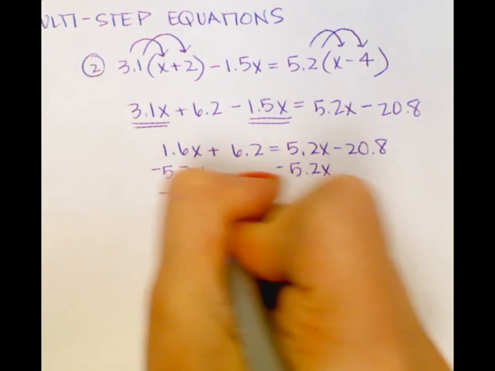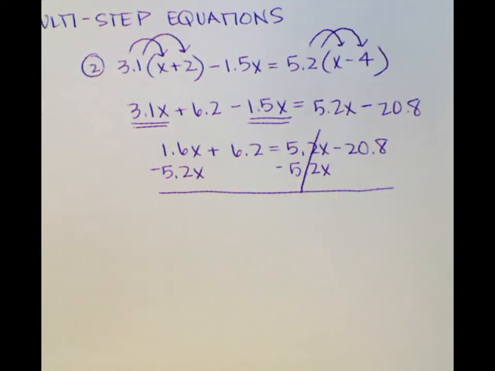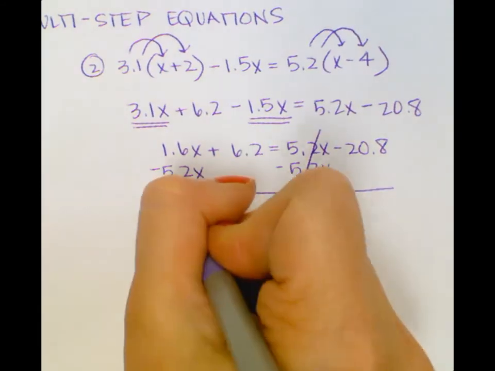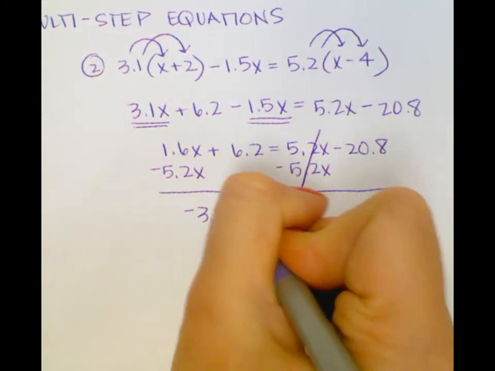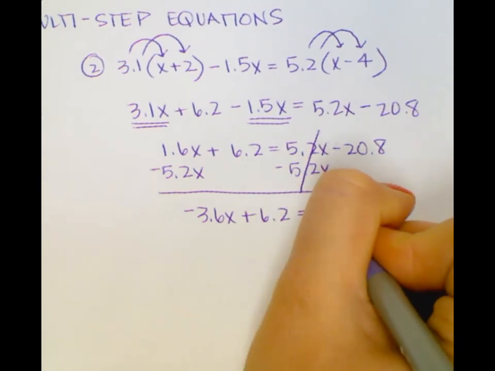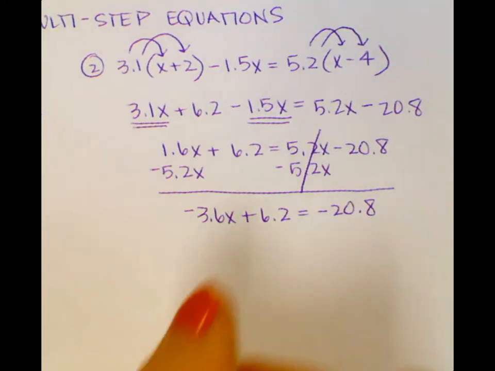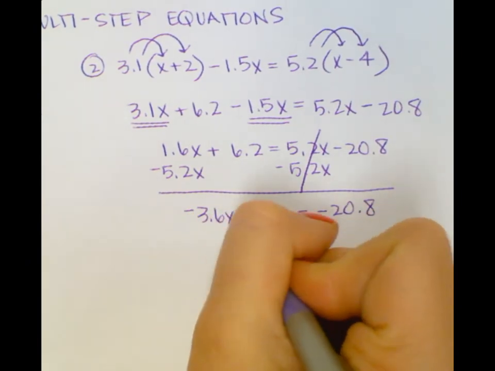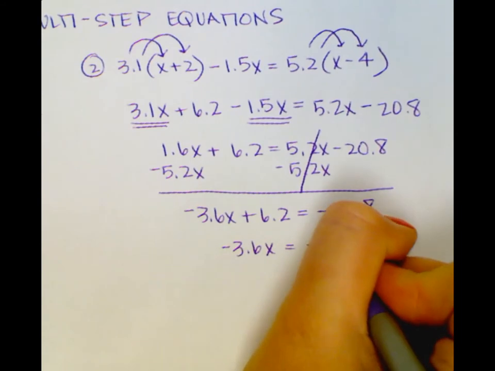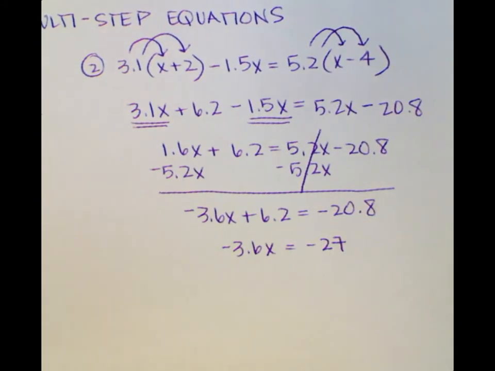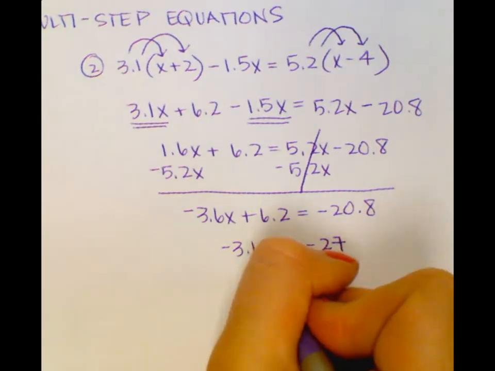And again, we're not going to worry about the decimals. Your calculator does it. 1.6 minus 5.2, we get negative 3.6x. Still have my 6.2. Still have my negative 20.8. Make sure you know that as a negative. Now, this problem is identical to number 1. 2 steps and you're done. We're going to get rid of the 6.2, which is plus, so the opposite of plussing is subtracting. So negative 20.8 minus 6.2, we're going to get negative 27. And then how do we get rid of that negative 3.6? Yes, divide. So x is 7.5.